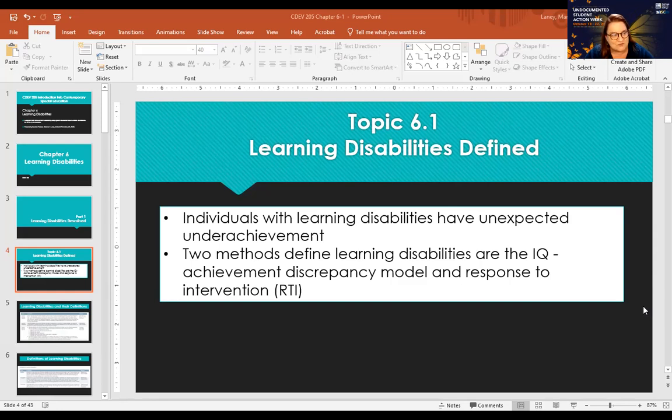And these things don't clearly show up until K and 1. In pre-K you might have an idea that some of these things might show up, but in K and 1 you're going to start saying, this might be a thing. So unexpected underachievement, that's a big term.